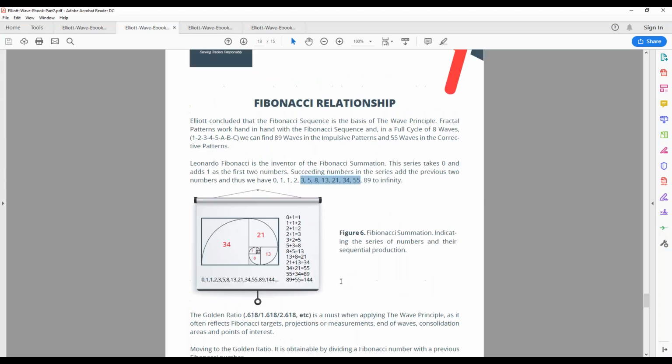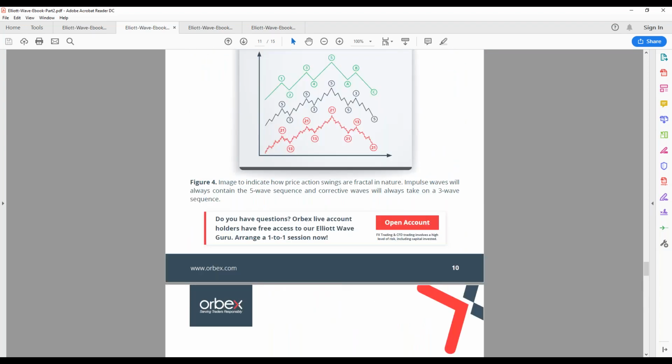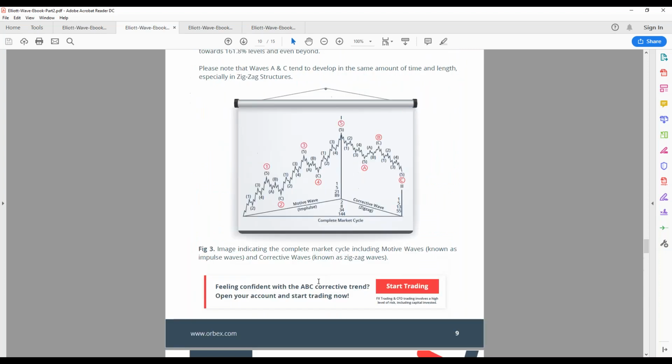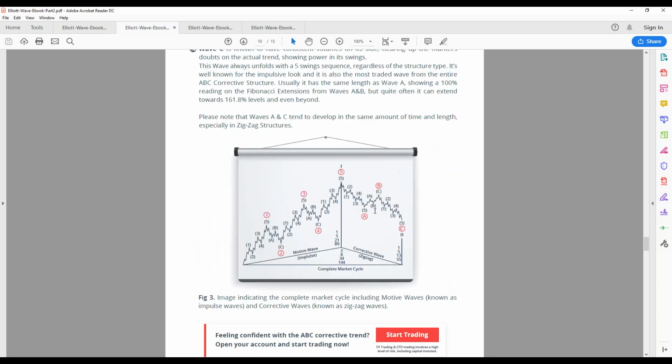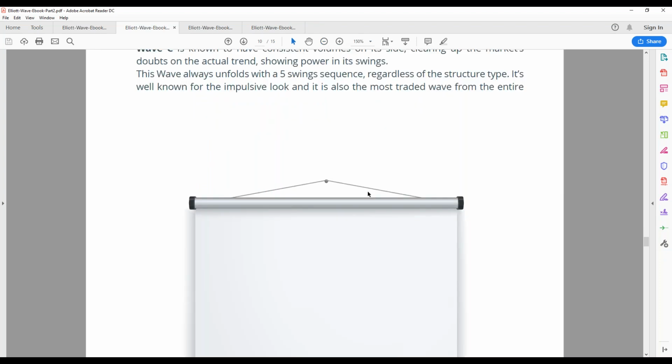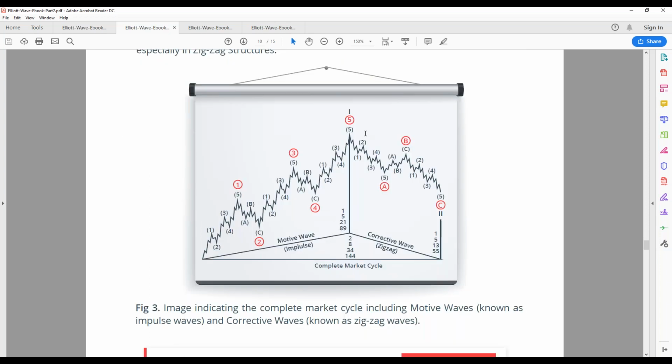Let me just explain what I mean by this. Let me make this a bit bigger so that you guys can understand exactly what I mean. In a motive impulse, we have wave 1, then 5, because cycle wave 1 is formed out of primary 1, 2, 3, 4, 5. So it has 5 primary waves within it.